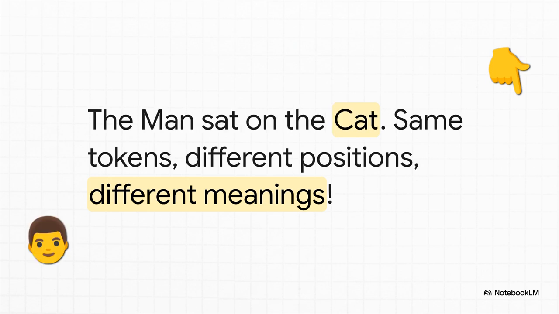But when we just flip two of them around, the man sat on the cat, we get a completely different meaning, a much more alarming one, actually. This is exactly why that positional encoding step is so critical. It's what helps the model understand that the placement of words can create two very, very different scenarios.